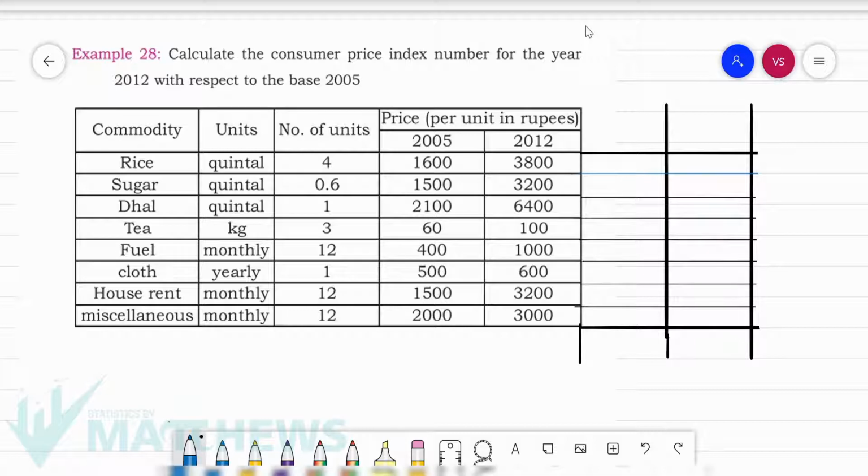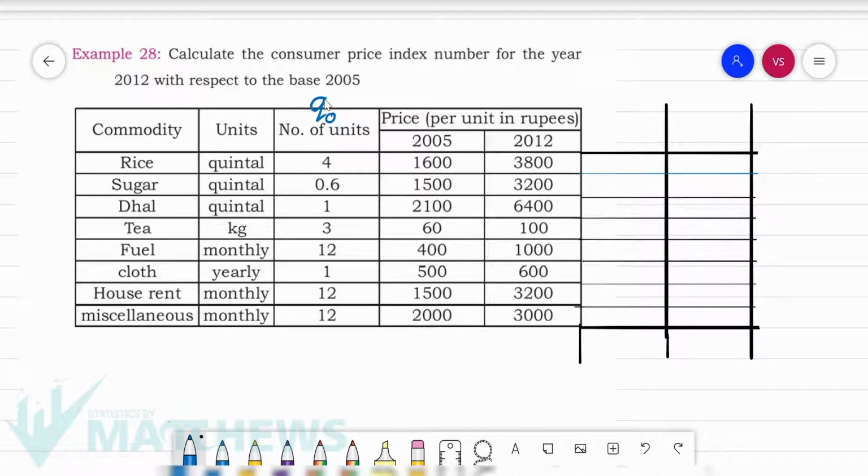So these are the quantities which have been used already, in the past. That's why this can be called quantities, students. Quantities of what? Quantities of the base year. So I'll take this to be Q naught. This whole column is taken to be Q naught.